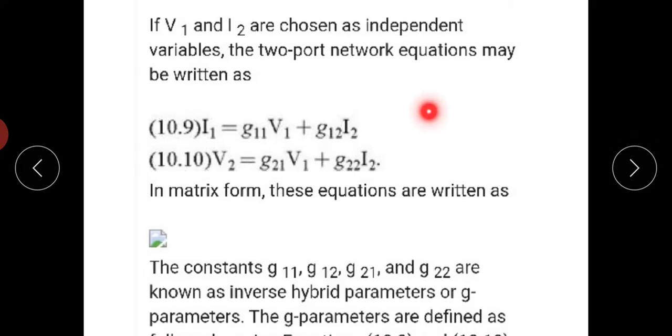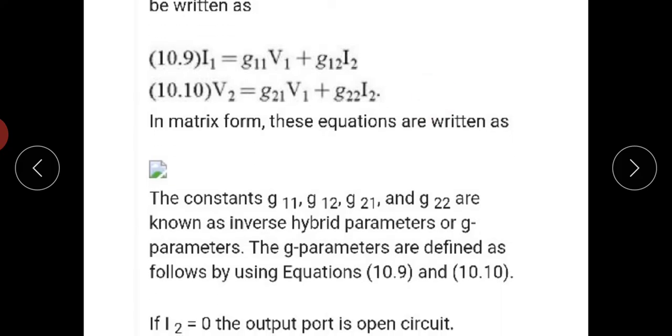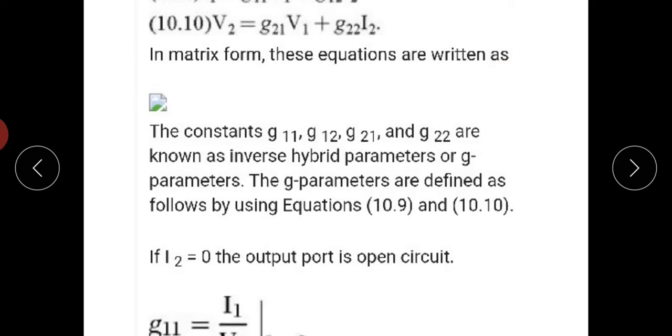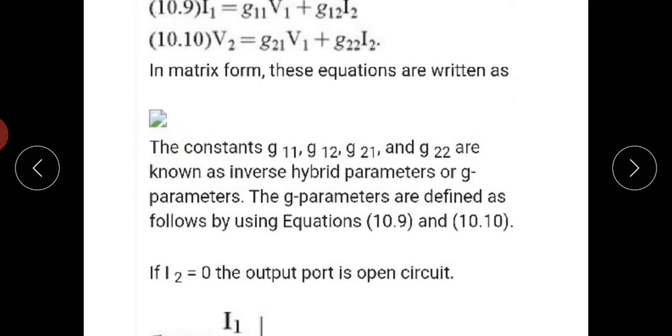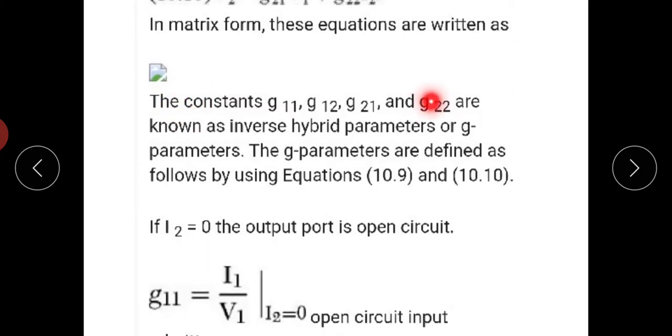In matrix form representation, it can be written as the I1 V2 matrix equals the G11, G12, G21, G22 matrix times the V1 I2 matrix. Okay, here G11, G12, G21 and G22 are known as inverse hybrid parameters or G parameters. So the G parameters are defined as follows by using equations 10.9 and 10.10.